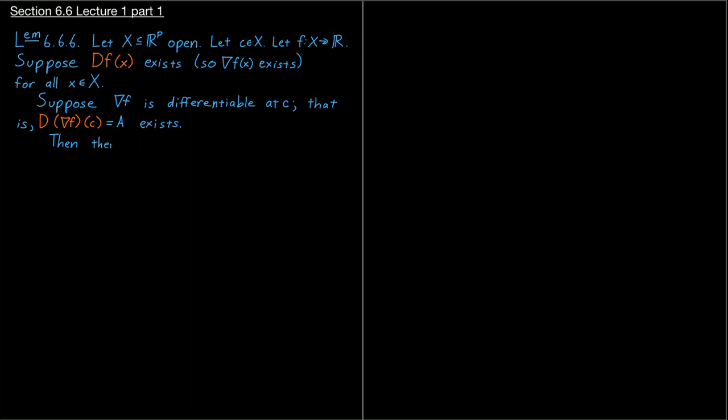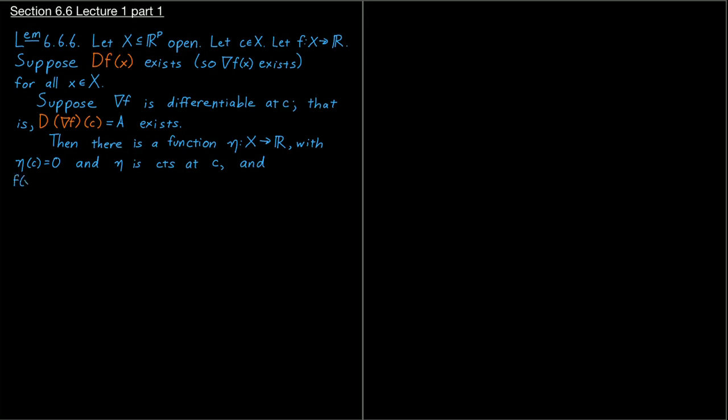Then there is a function eta whose domain is X, whose range is the real numbers, just like our function F. And as usual, eta of C is 0 and eta is continuous at C. That means that eta has to be small when X is near C in particular. And we've got the following conditions.